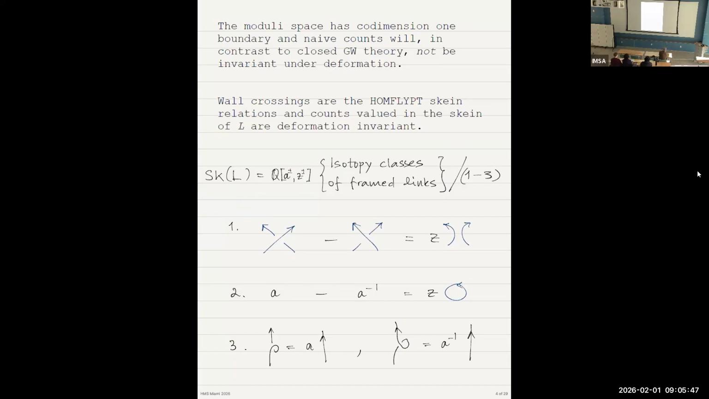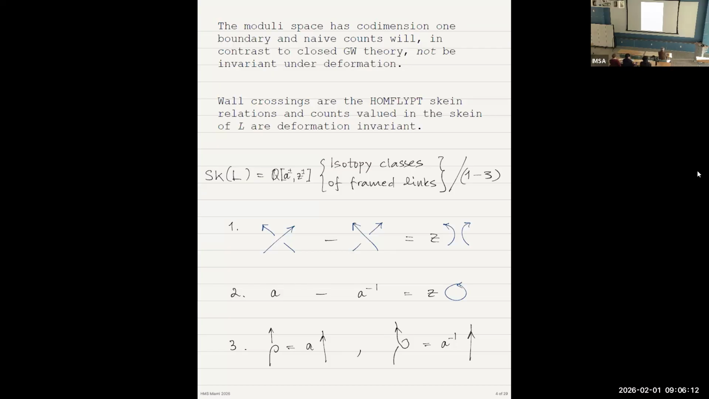So kind of long story short, the main idea about this Skein-valued curve counts is that if you look at this boundary, then you can somehow just mod out by these wall crossings, and then of course you would get a deformation invariant count if you somehow say that things on one side of the wall are equal to things on the other side. Maybe it's all 0, but you certainly get invariance.